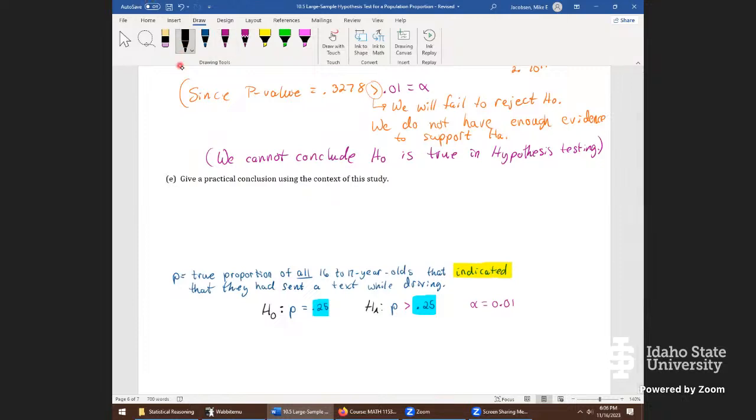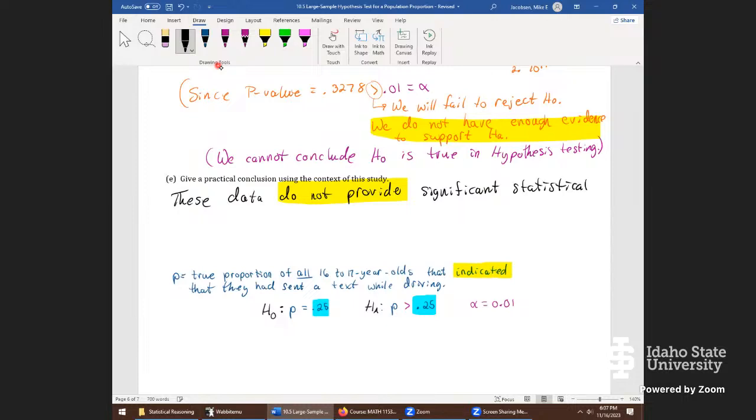So back in part E, we'll say these data do not provide. Let's highlight this right here in yellow, does not provide, because we did not have enough evidence to support the alternative, does not provide significant statistical evidence to support the claim that. Then we go back here and we're reading this out. We didn't have enough evidence to show that is true, which was the goal of hypothesis testing.